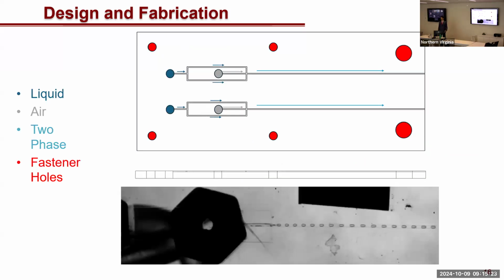So we color coded this. So the liquid is injected in, and this is a schematic of the chip that we designed. So the liquid's encoded with this dark blue color, with the surrogate fluid, and then the air is gray, and the two-phase region is this light blue. You can see that there are these 6 holes on the border of the microfluidic chip, and these are for our fasteners. We'll cover that very shortly. At the bottom, you can see a trial run of how this bubble injector is producing bubbles.